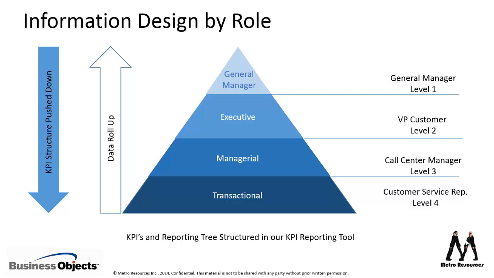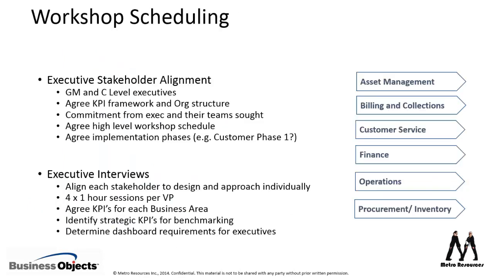The idea here is that the data rolls up from position to position, each one pulling from the role below them, and the KPIs get pushed down from the top level. In order to gain alignment and have the proper information designed, it will be required to hold a series of executive stakeholder meetings and interviews.